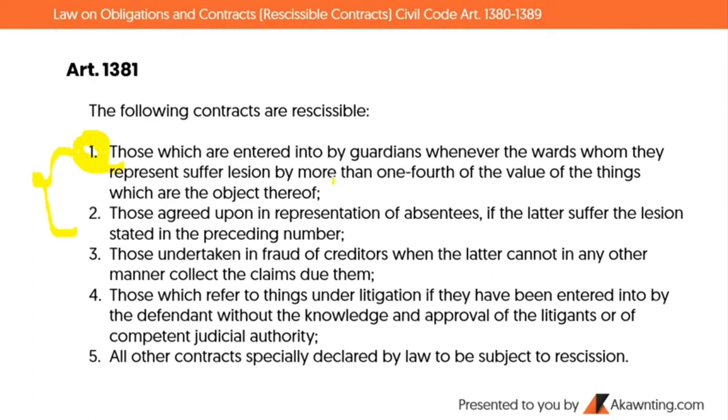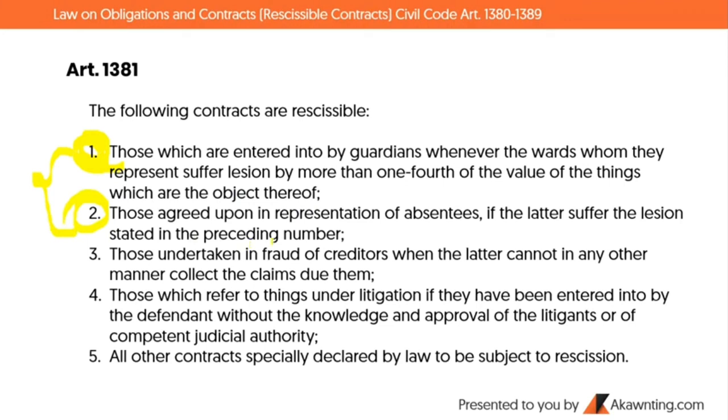Kasi, di ba, paano kung nangyari yung rescissible contract na yan nung 5 years old pa lang si ward, di ba? So, dumaan na ang 4 years, pero hindi pa rin siya 18 years old. Hindi pa rin siya pwedeng mag-enter into a contract. Hindi niya pa rin pwedeng ma-rescind. Okay? So, magbibilang lang yung 4 years from the time na mag-cease yung kanyang incapacity. And ganun din sa number 2.